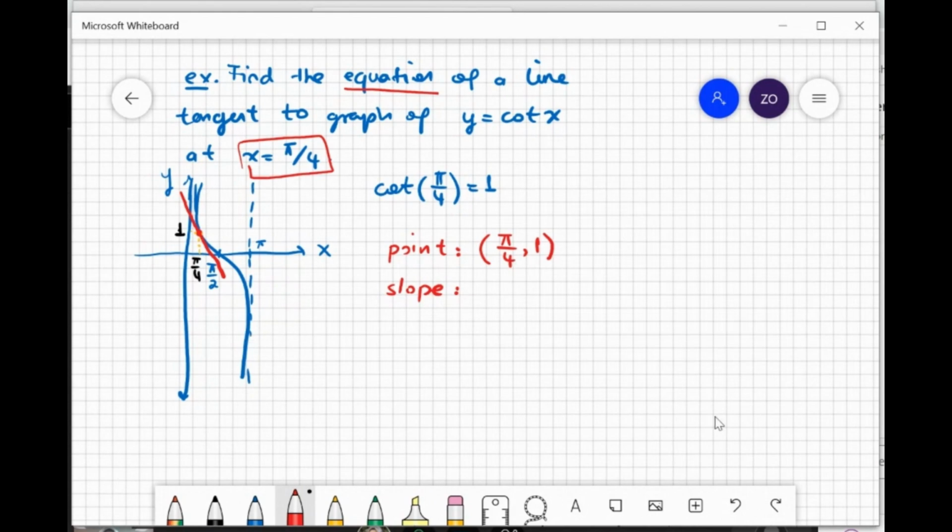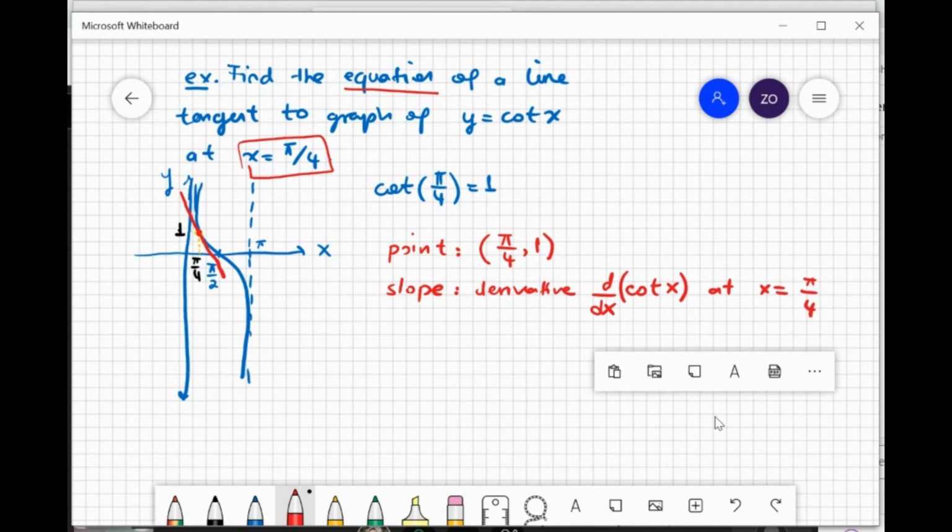How about the slope of this line? How do we find the slope of this line? Derivative is equal to the slope of the tangent line, right? So the slope of the tangent line is the derivative of the function at this point. So the cotangent function, let's find its derivative, and we will evaluate it at x equals pi over 4. And that's going to give us the slope of the tangent line.